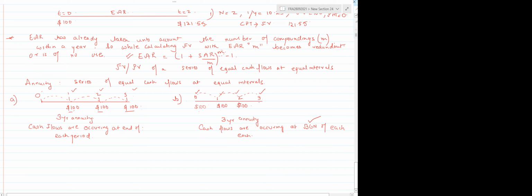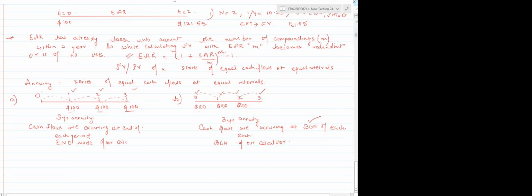Okay, cash flows are happening at the beginning of each period, right? We use the BGN mode of our calculator here. We will solve all of this, don't worry, right? And we use the end mode of our calculator.